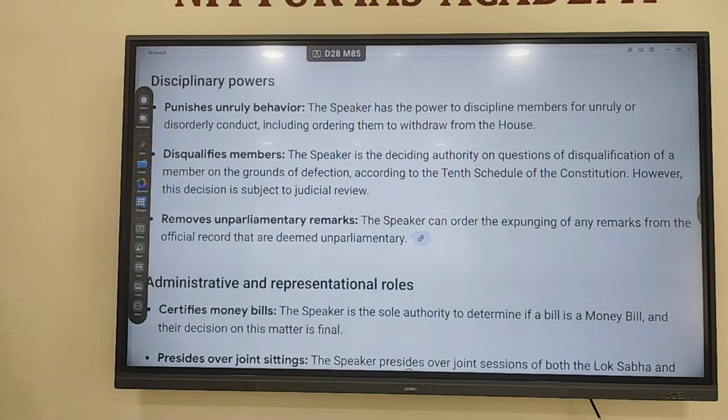Usually the speaker will be from which political party? I mean, ruling political party or opposite political party? Ruling party. The speaker will be elected from the ruling party itself.